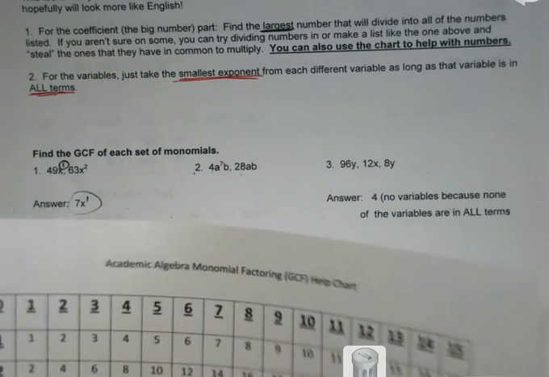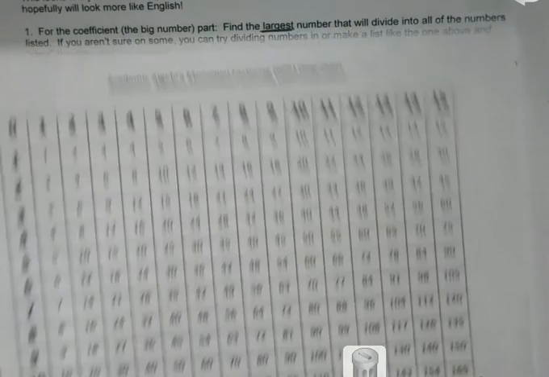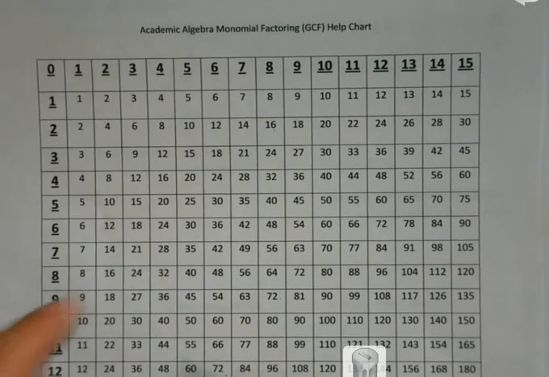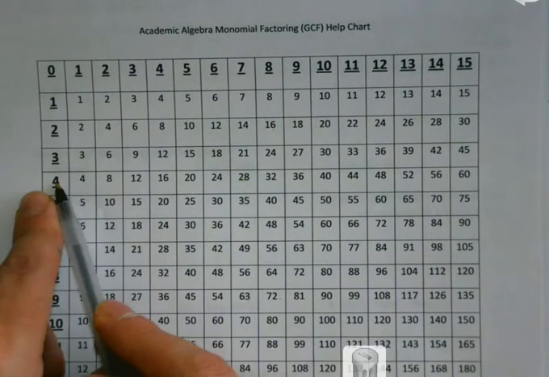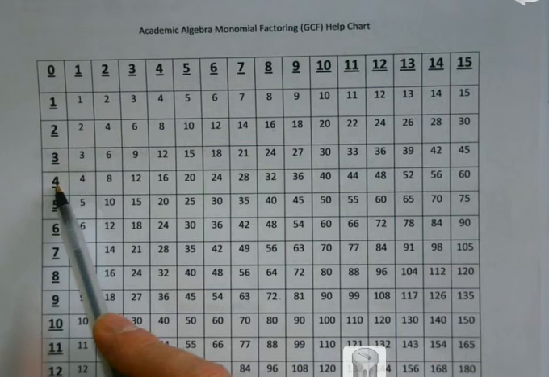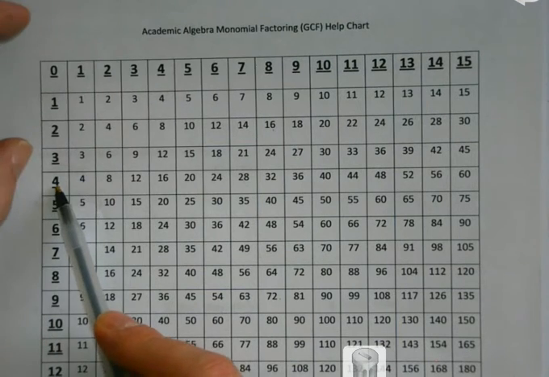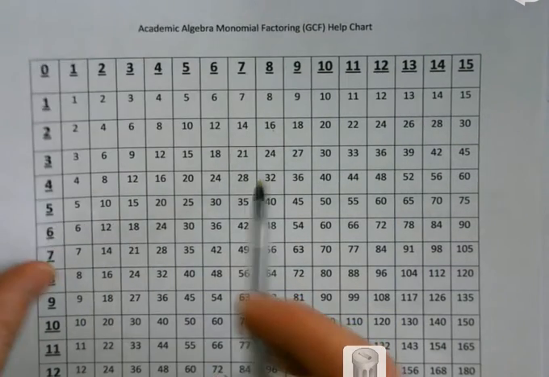Perfect. I could, with 4 and 28, look on my chart. Okay, there's a 4. Oh, there's a 28. Okay, it's 4. It's whatever that number is that's bolded and underlined at the start of my row or column. So 4.